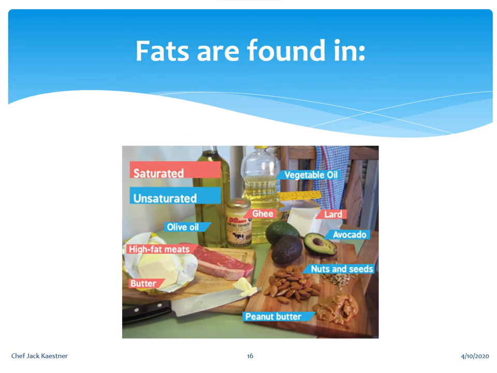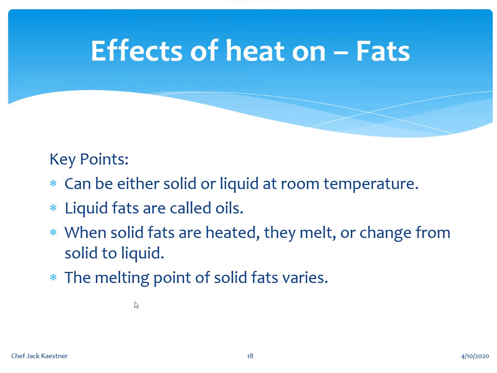Fats are found in a variety of items: meats, oils, avocados, nuts. Here's a list of them. Some of the key points: they can be either liquid or solid at room temperature, and they all have different heating and smoking points depending on what type of fat it is. Olive oil is very low, whereas peanut and grapeseed is very high. So again, depending on what the final application is, it will help determine what type of fat you're going to use, not only for the smoking point but also the flavor and taste.